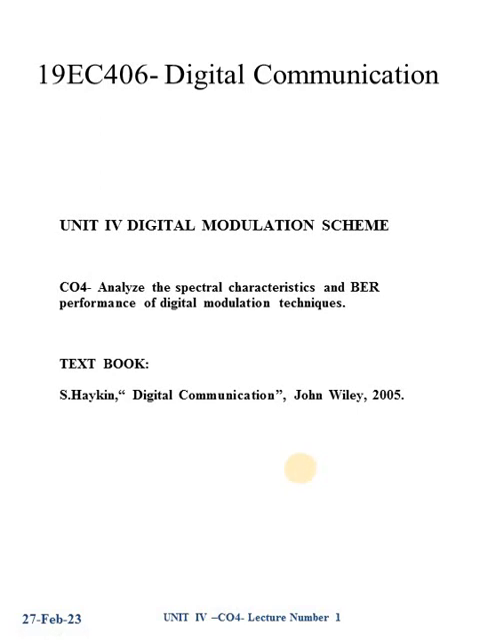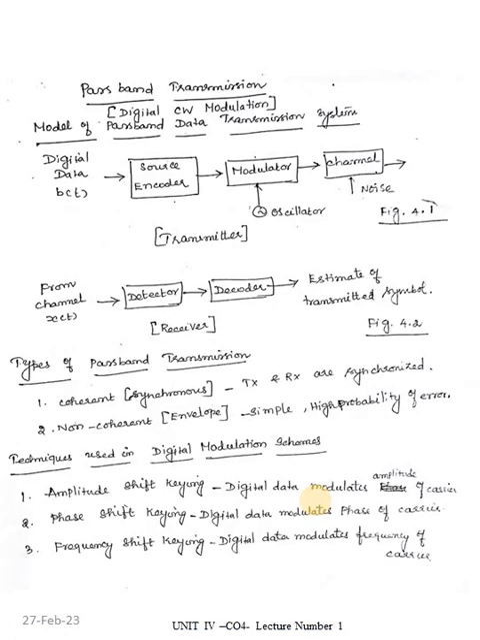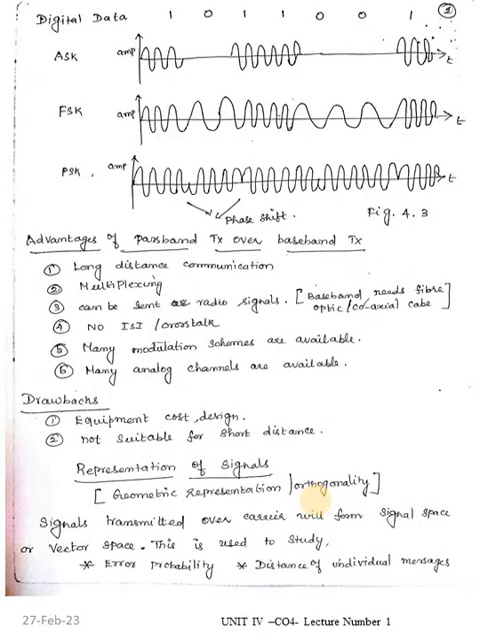So this is the continuation of lecture 1 in 4th unit, digital communication. In the last class we discussed what is passband transmission, types of passband transmission, the techniques involved in digital modulation schemes. Then we discussed advantages and drawbacks of passband transmission. So in this class we are going to discuss the representation of signals.